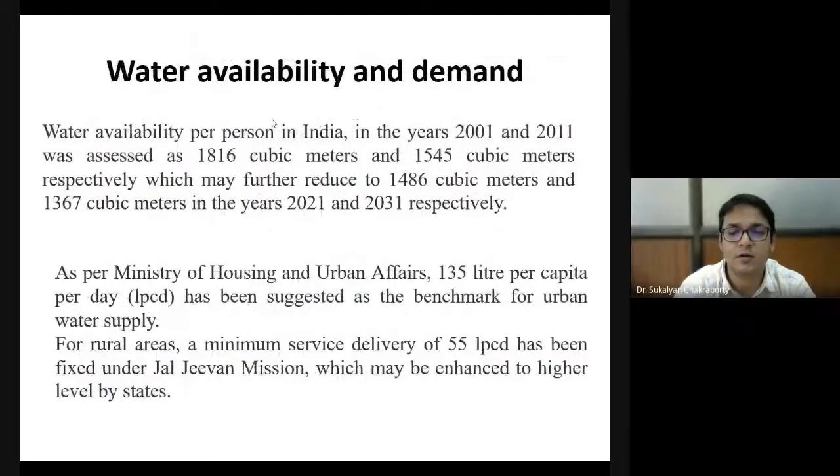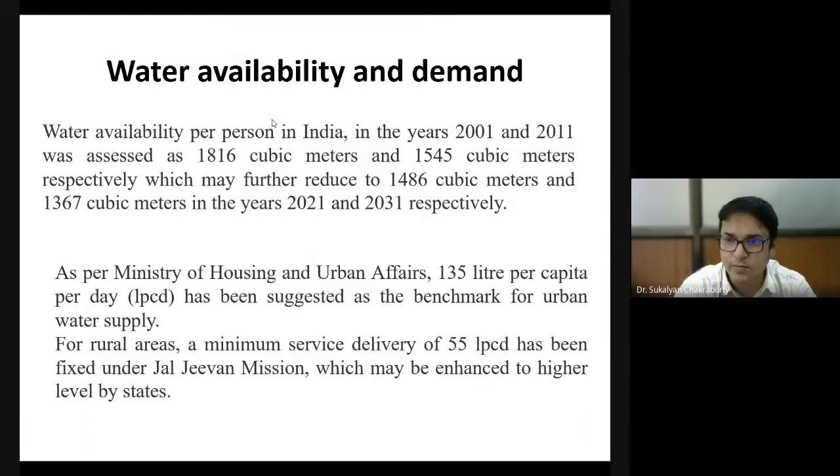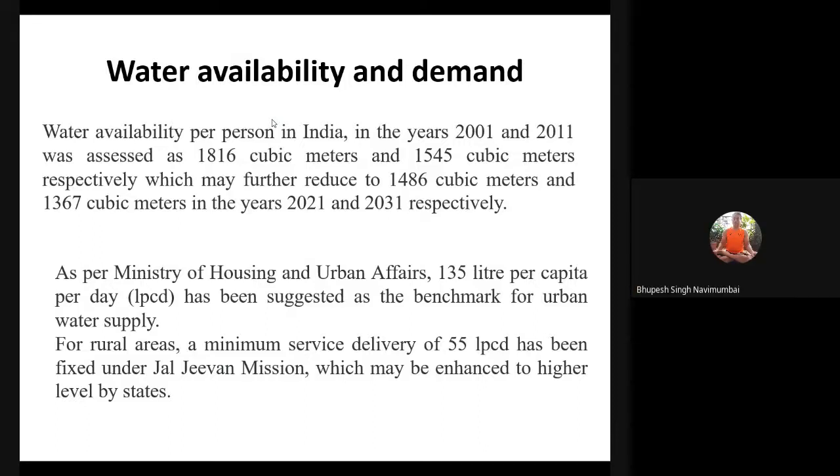This one. Yeah. So I think for the rural areas, the minimum service delivery is 55 liters per capita per day. If you see the lifestyle in rural areas, specifically the sanitation, a lot of water is consumed in flushing the toilets and after construction. Rural also now, I could see in many villages, people don't go out. Every household has toilets.